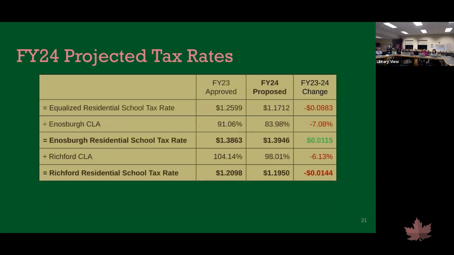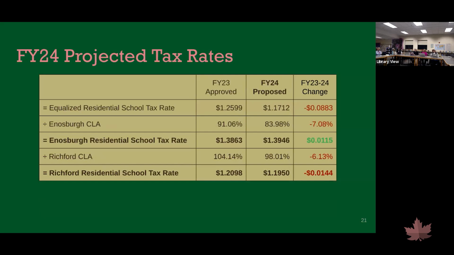The CLA, however, which is the last part of the calculation, has dropped precipitously across all towns in the state. Enosburg-Richford has actually not dropped as much as the 4 NMD towns. But as the CLA drops, that drives up the tax rates as they appear on your residential bill. So in this case, Enosburg's dropped 7%, Richford's dropped 6%.